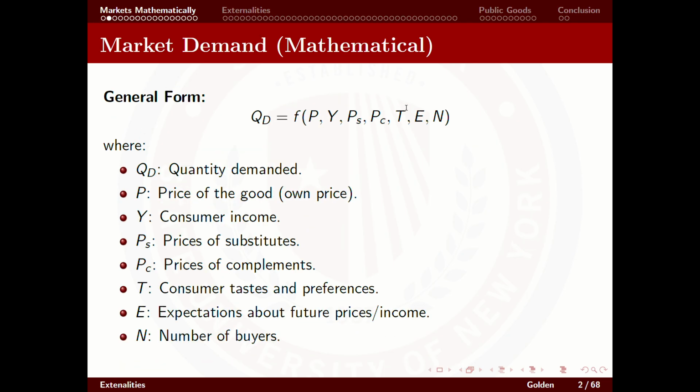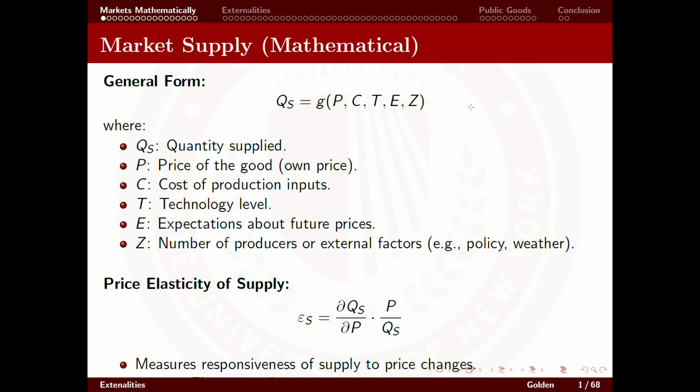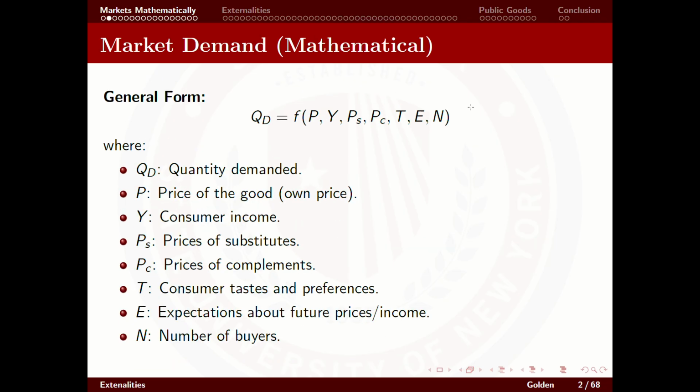And then you also have demand. Demand is a function of the price of the good, consumer income, price of substitutes, price of complements, consumer tastes and preferences, expectations, and number of buyers. So you have all these factors that affect demand, all these factors that affect supply, and one thing you should notice is price is in both. So price is a really important variable.